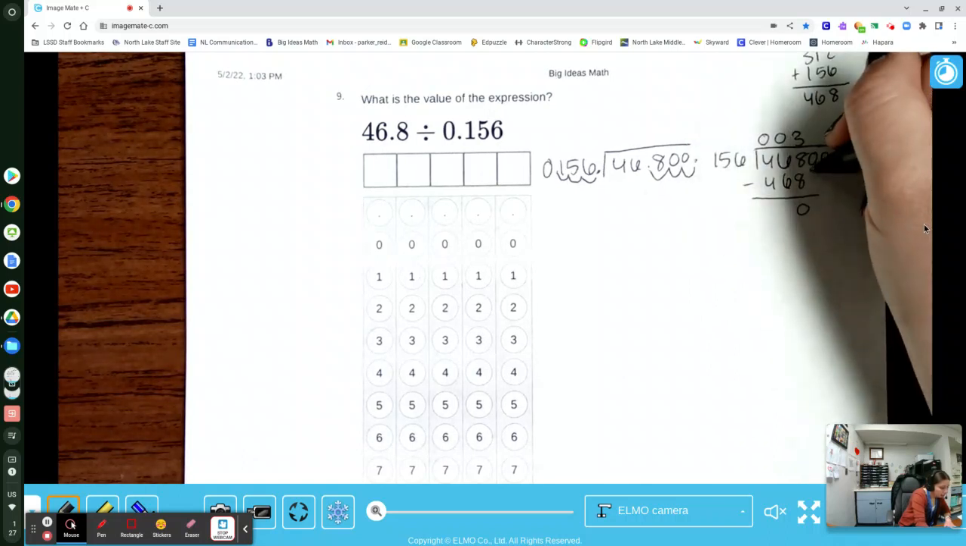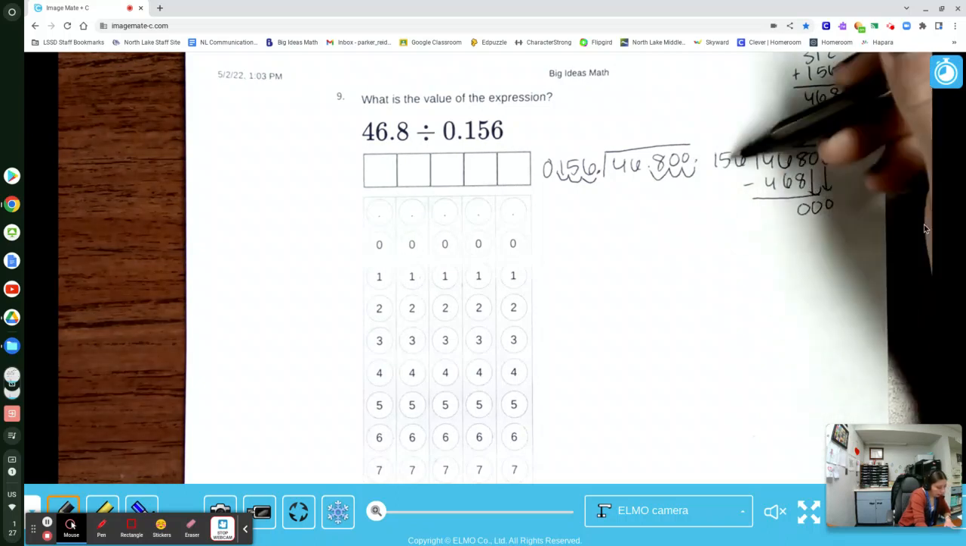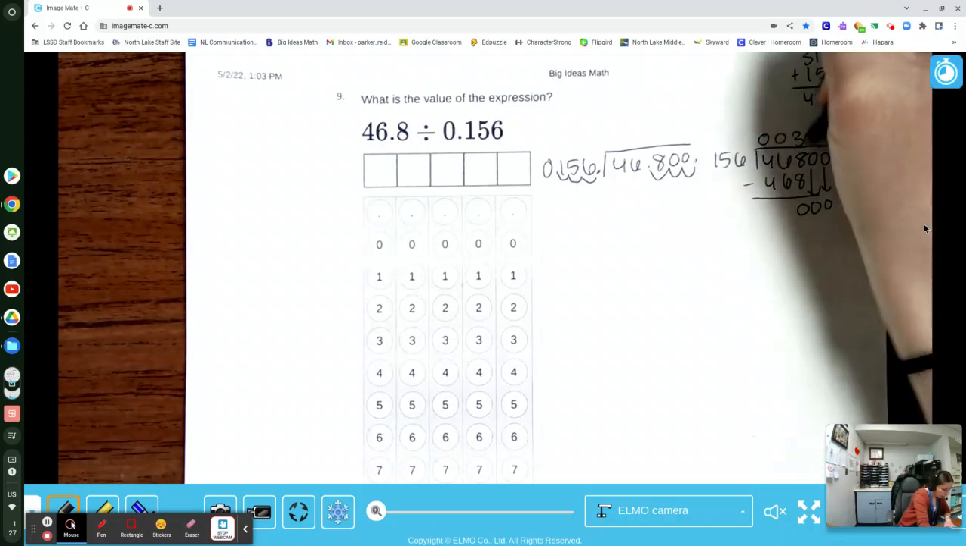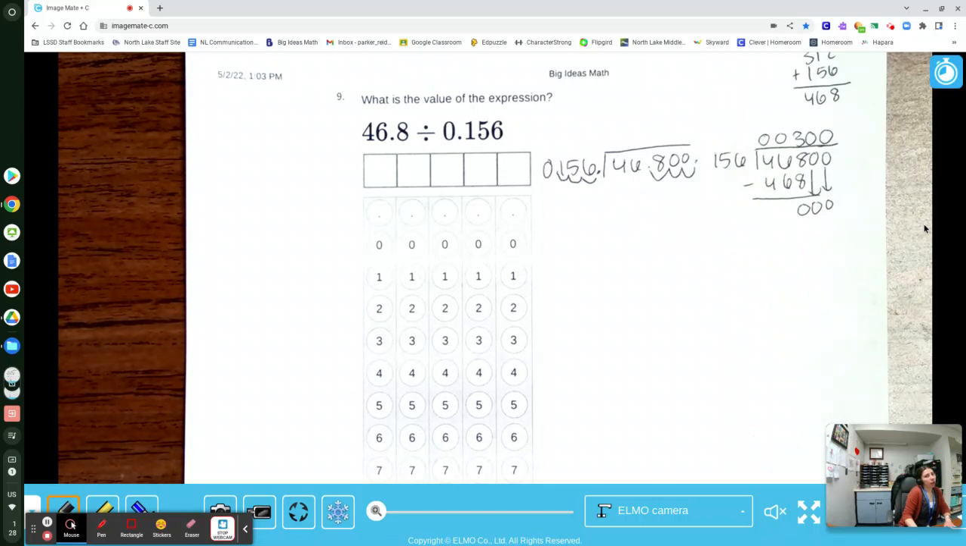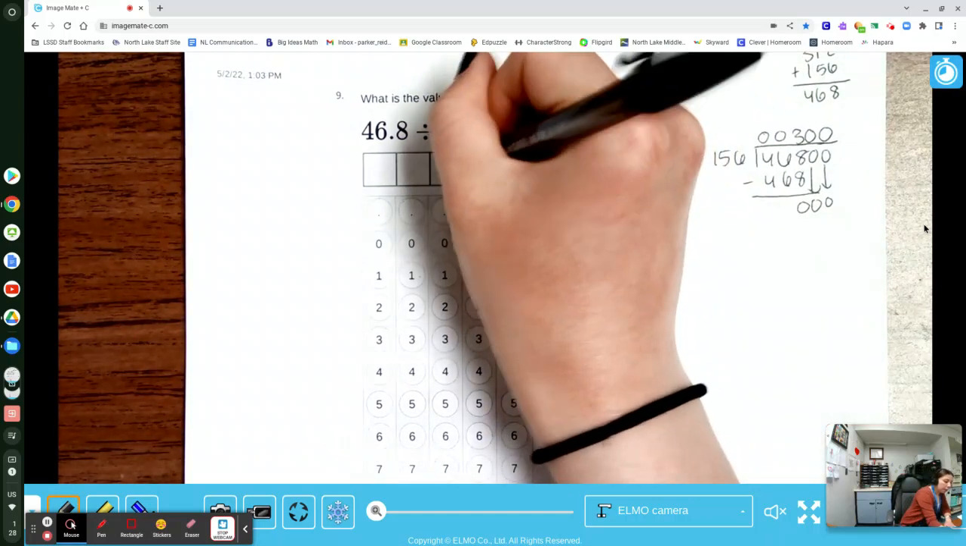Now the next two things I'm going to bring down are both going to be zeros. So I'm not going to be able to put 156 into them. But don't forget to fill in the empty spots with zeros. So I get 0, 0, 3, 0, 0, which is just the number 300.